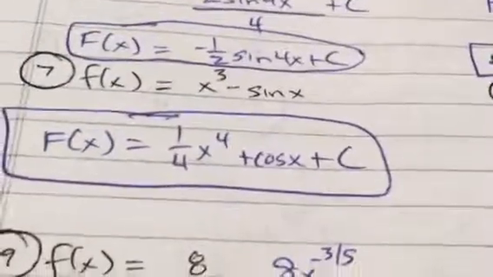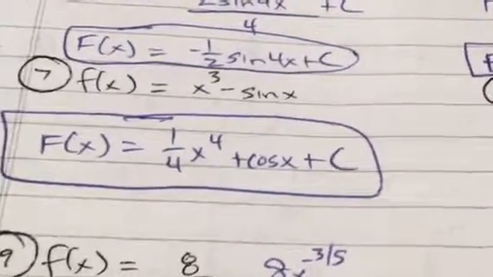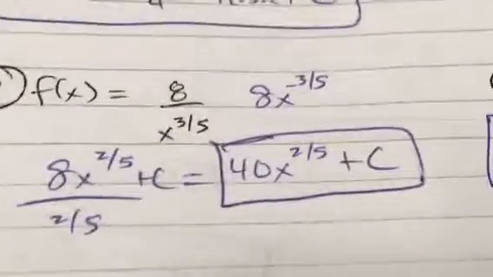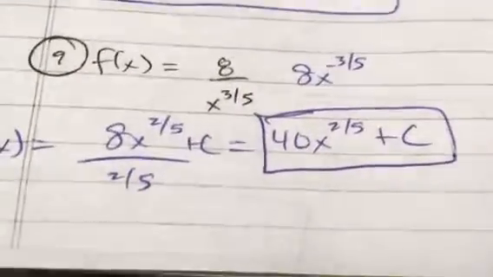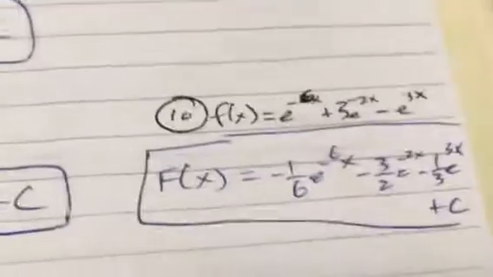All right. This next one, 1 power up, divided by that new power. The antiderivative of negative sine is positive cosine. Nope. Number 9. Again, I'm just going to rewrite that. 1 power up divided by that new power is this.